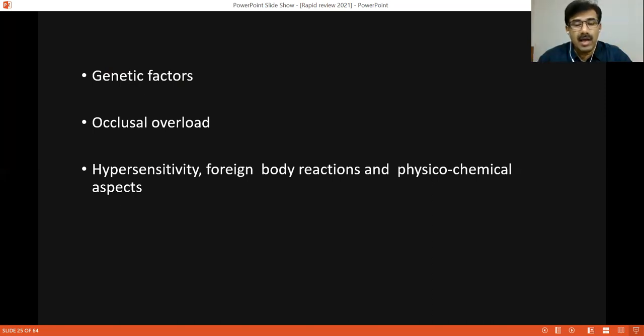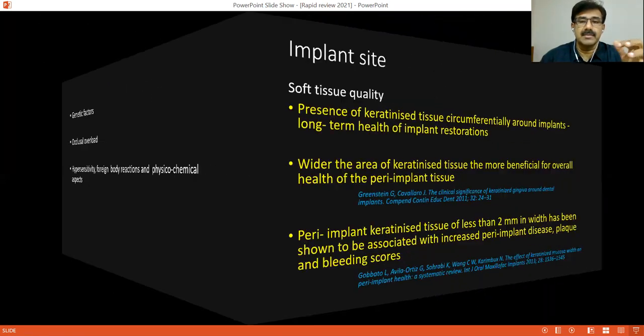And these hypersensitivity, foreign body reaction, and physical chemical aspects are not well documented. There are a lot of studies that have to be done so that they can be proven, in such a way that they may act as really potent agents in the development of periodontitis, periimplantitis. So these are the risk factors.